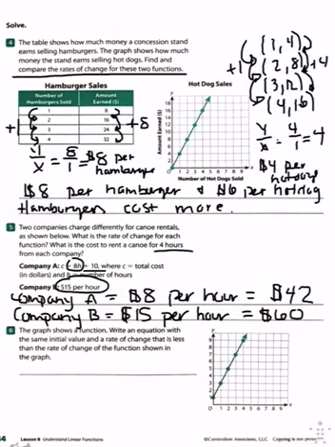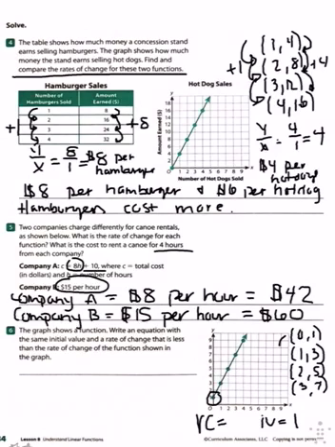Number 6, the graph shows a function. Write an equation with the same initial value and rate of change that is less than the rate of change of the function shown in the graph. So I'm going to find the rate of change and initial value of my graph. My initial value, I can look immediately and see is 1, because at 0 I'm starting at 1. If I write down the points, I am at 0, 1, I'm at 1, 3, 2, 5, 3, and 7. If you count, I'm going up by 1s, and then on the other side I'm going up by 2s, so my rate of change is 2. The equation for this graph is y equals 2x plus 1.